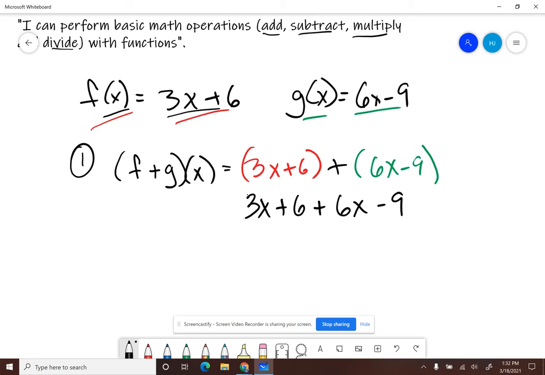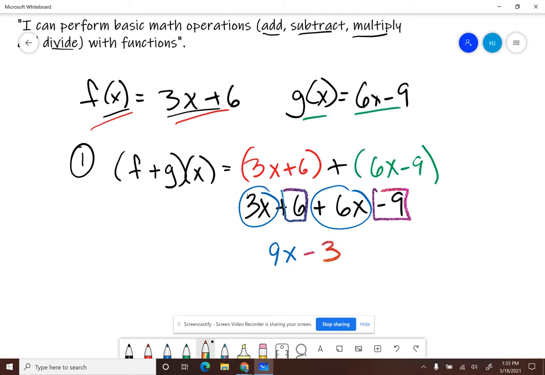And then again, all we're going to do here is look for like terms. If you notice, I've got a 3x and I've got a positive 6x. So 3x plus 6x would be 9x. Oh man, I'm running out of colors. All right. And then my other like terms here, plus 6 minus 9, is going to be a negative 3. So basically, if I was looking for f plus g of x, ladies and gentlemen, it is quite this easy. 9x minus 3 would be it.